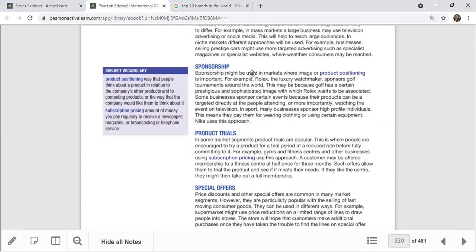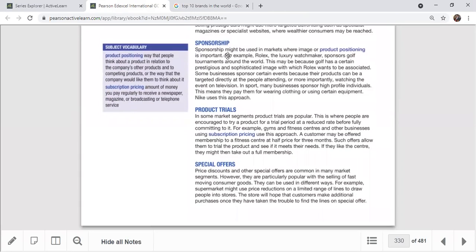Okay. The second one is sponsorship. Sponsorship means, like, normally again another public relations method we talk about today.